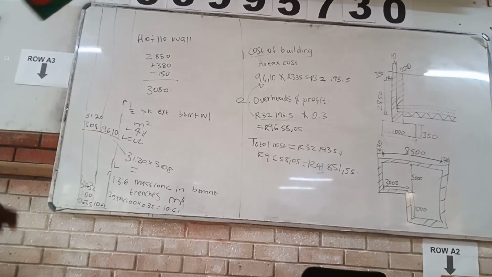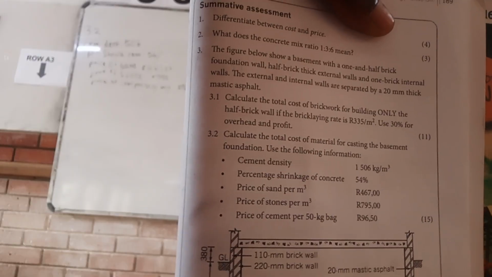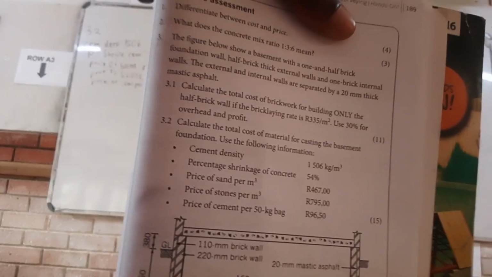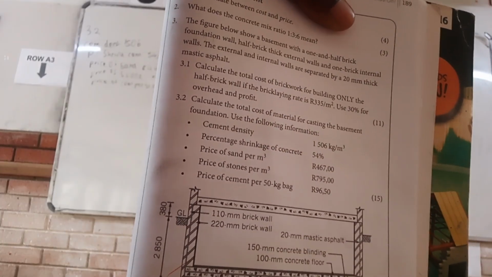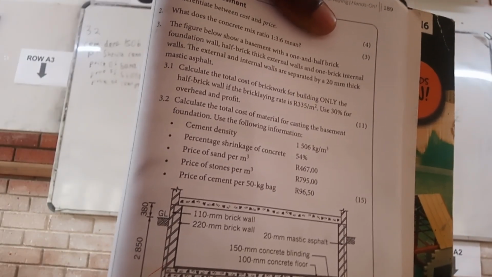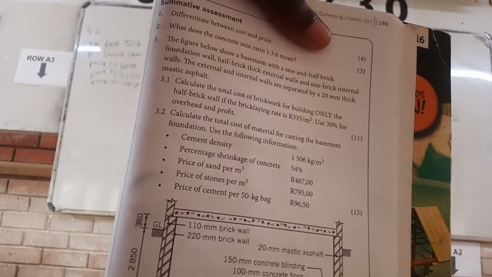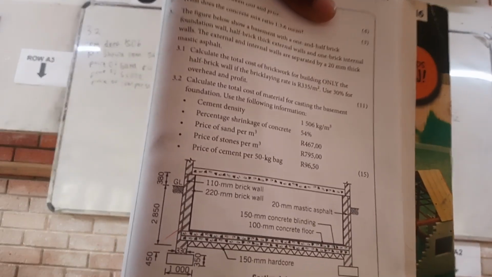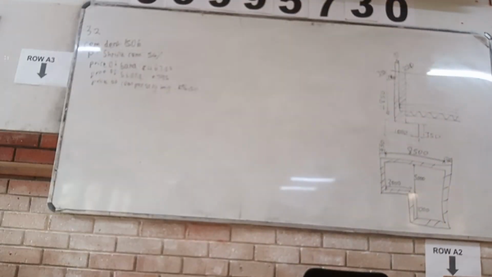Okay, now let us go to 3.2. We're given this information. Calculate the total cost of material for casting the basement foundation. Use the following information. We are given cement density, which is 1506, price of sand per cubic meter 467,00, percentage shrinkage of concrete 54%, price of stones 795, price of cement per 50 kg bag 96,50.